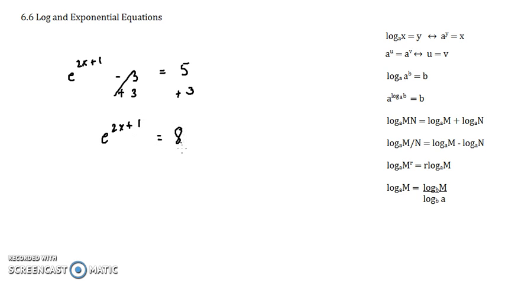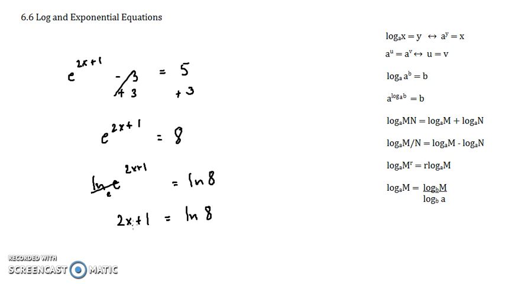Now we can look to see, can we get the bases to match? No, of course not, because this is an e and this is not an e. So we're not going to be able to get these bases to match, so we can take a natural log on both sides. So we've got natural log of e to the 2x plus 1 equals natural log of 8. And what happens over here is even easier, because remember, natural log is base e, this is base e, and what happens when the bases match? They cancel out. This whole thing is going to cancel out, and we're going to be left with 2x plus 1 equals natural log of 8.